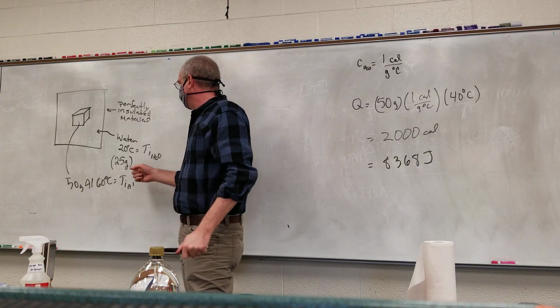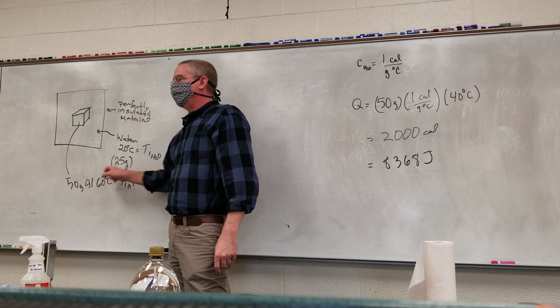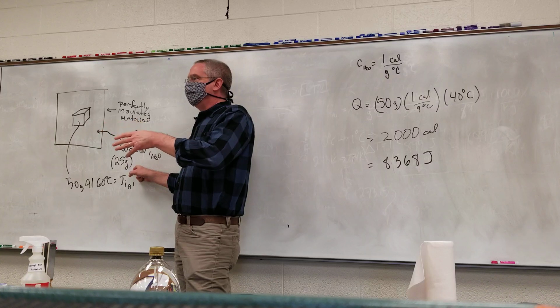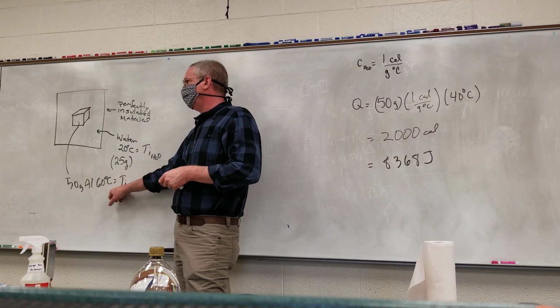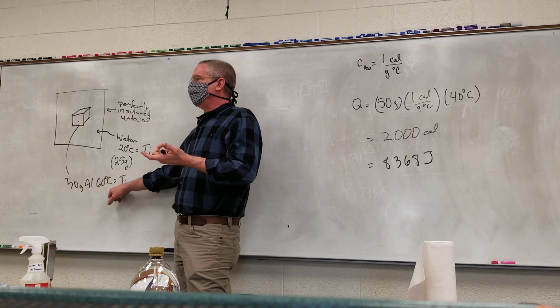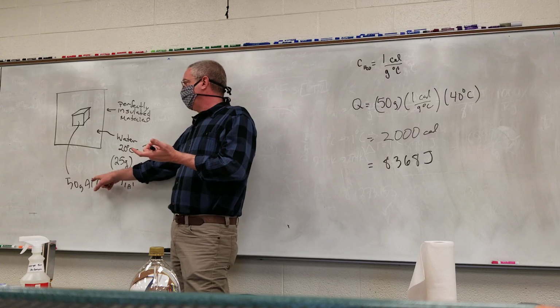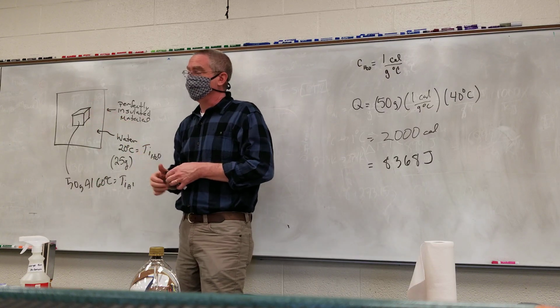Now the fact that I've got twice as much mass for the aluminum as I do water, it's going to be a little bit different. But in this case, because the specific heat of aluminum is between 20 and 25% of that of water, but I have only twice the mass, the aluminum cube should cool off more than the water will heat up.